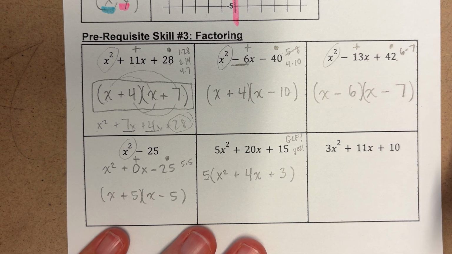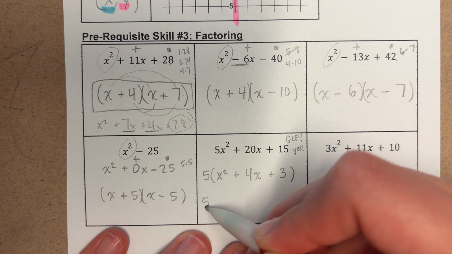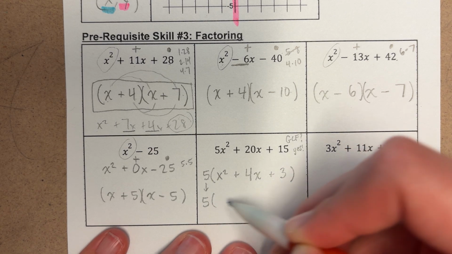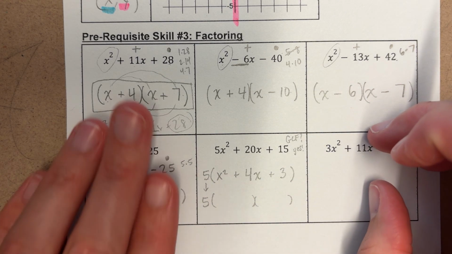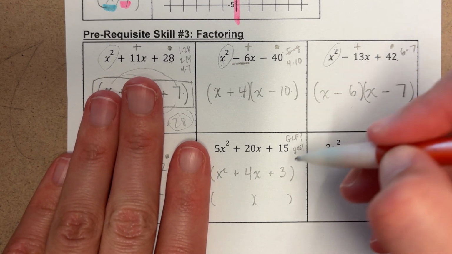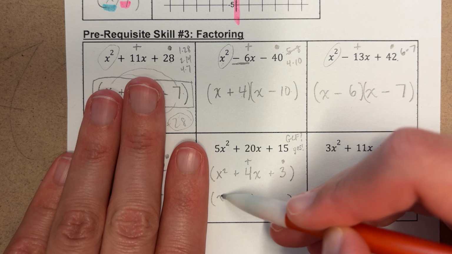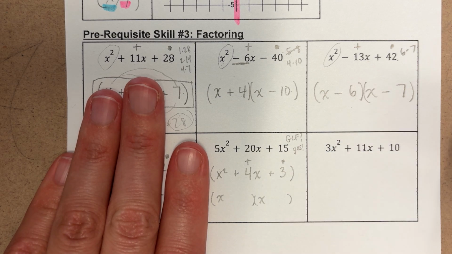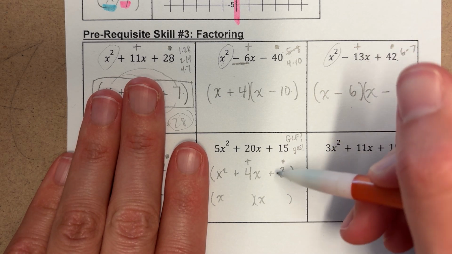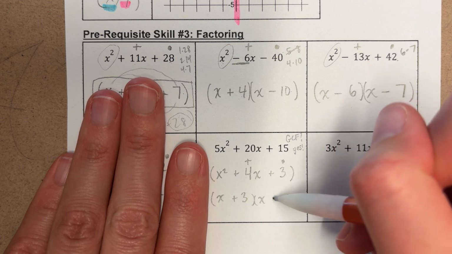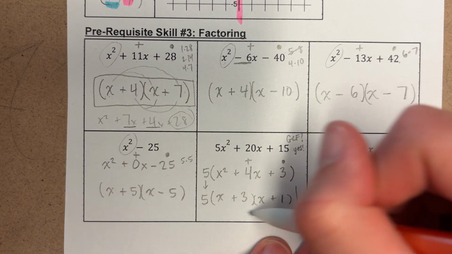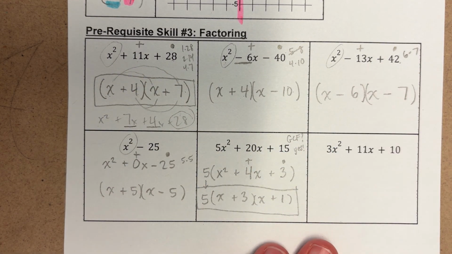Okay, now look, I have another step to do. I'm going to bring down my GCF, and now, look, I'm going to ignore it. Now I'm looking for two numbers that multiply to 3 and add to 4. Look, this x squared comes from x times x, and there's only two numbers that multiply to 3, 3 and 1. Everything is positive here. Okay, and this is my answer.